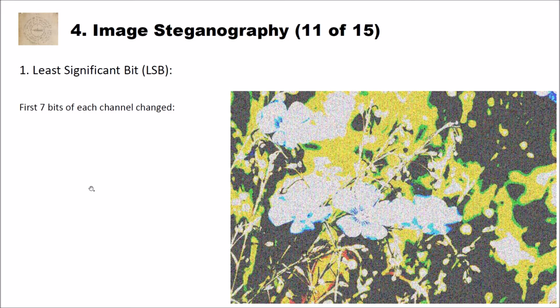Here we have a change of 7 bits of each channel, and you can nearly see what this image is here. You can see this is a flower, but it's very noisy right now. And of course, when we change all bits of all channels, then we just get noise or colorful noise here, and the image is completely destroyed.